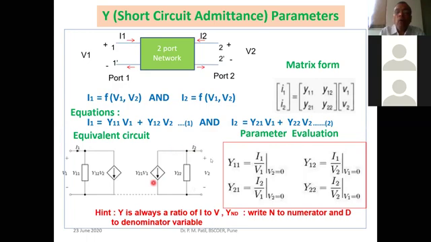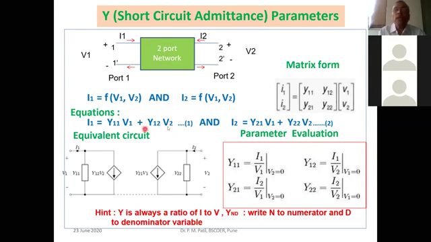This is the output part of the network. So this is the equivalent circuit of Y parameters. And then parameter evaluation: how to calculate the values of Y11, Y21, Y12 and Y22. You can calculate these from equations 1 and 2.